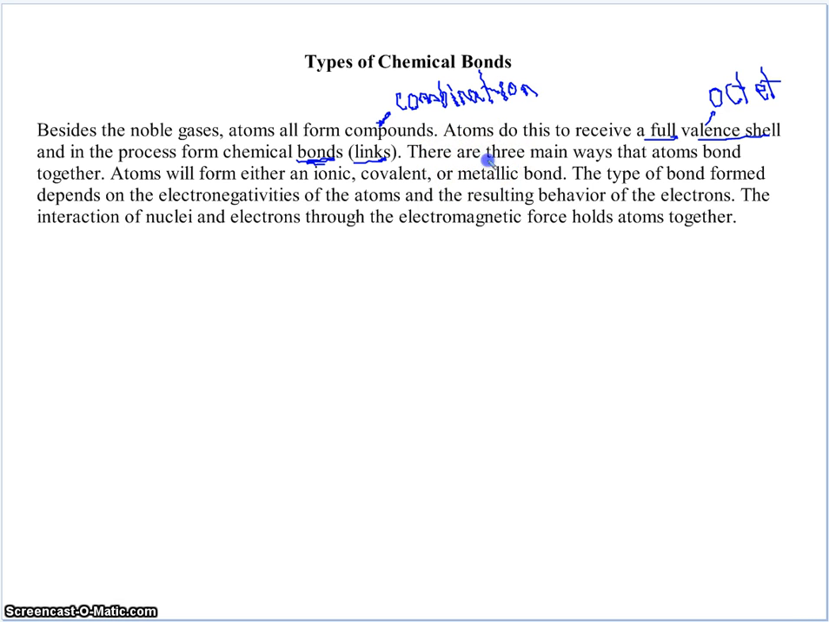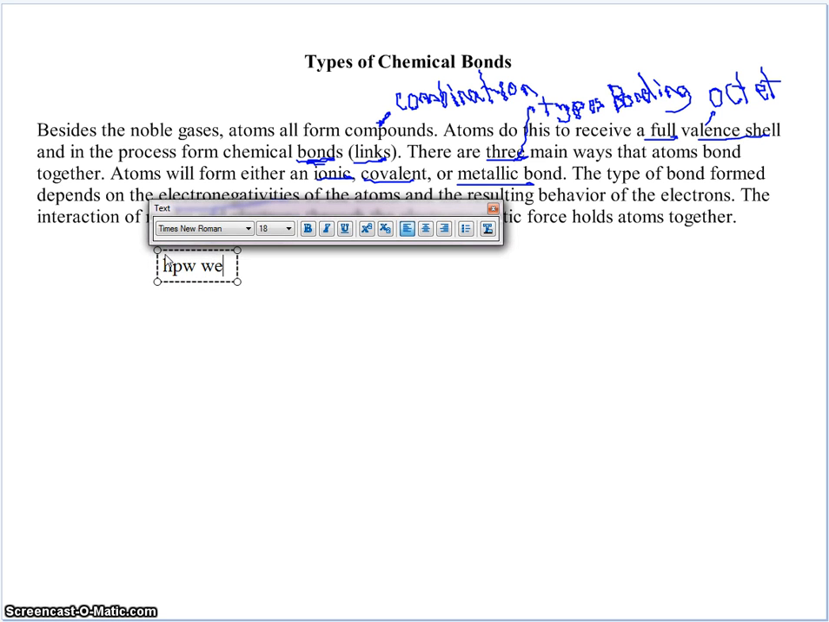Okay. There are three main ways, three types of bonding that atoms bond together. Atoms will form either ionic, covalent, or metallic bonds. So those are the three types of bonds. The type of bond formed depends on the electronegativities. I know electronegativity is how well an atom attracts electrons.